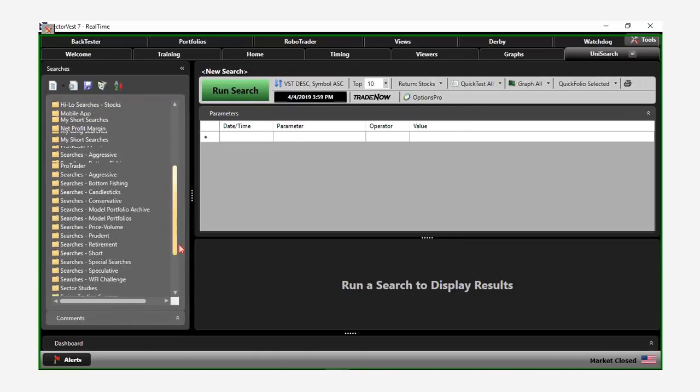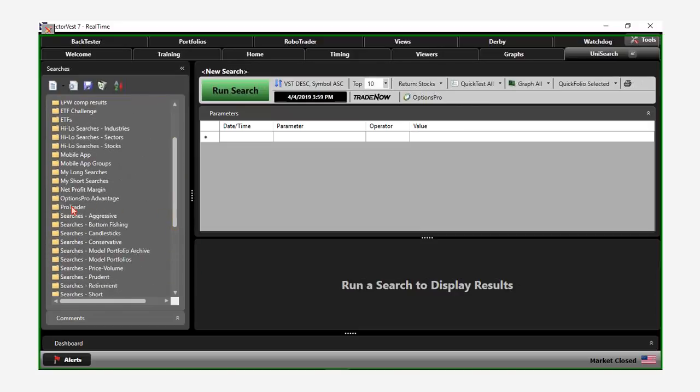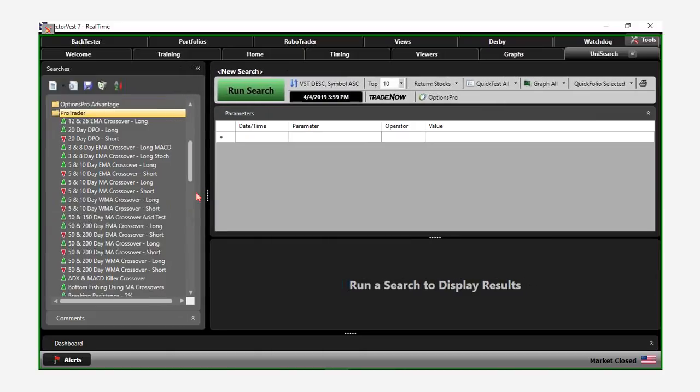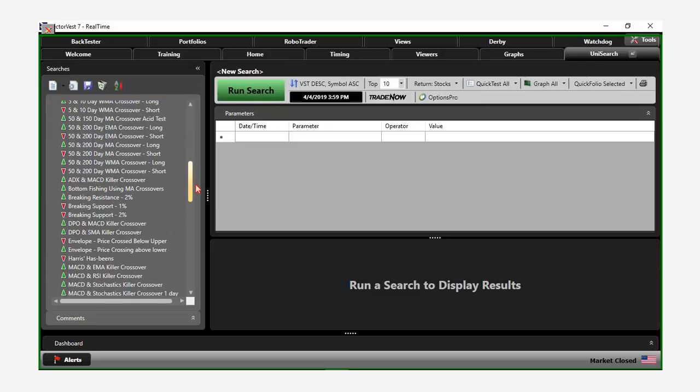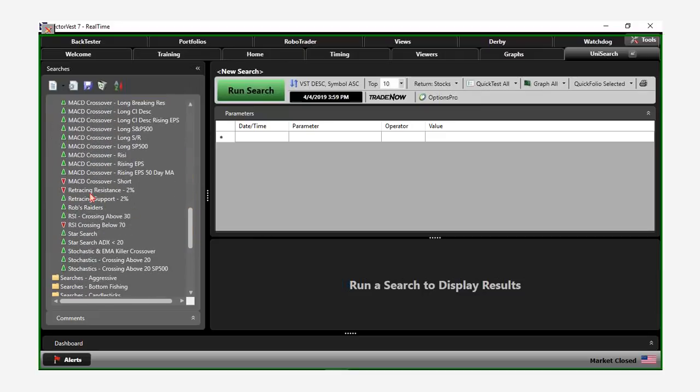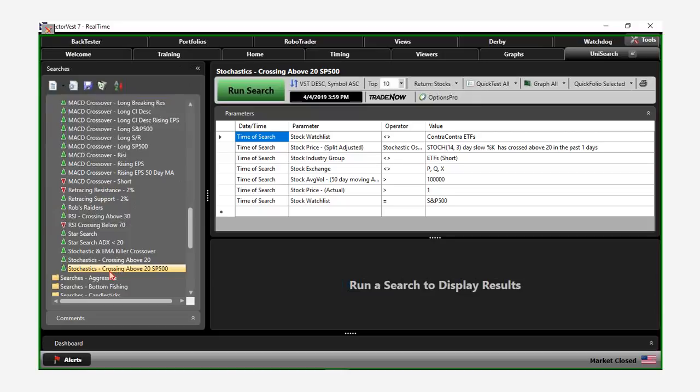This is our search directory. We have hundreds of scans. I'm going to open up this folder here called ProTrader. ProTrader is a technical analysis scanning tool. All right. You can scan for moving average crossovers. You can scan for ADX crossovers. Remember, I said you can scan for all four support and resistance situations. Breaking resistance, breaking support, retracing resistance, retracing support. I'm going to select this search right here, a little search that I created.